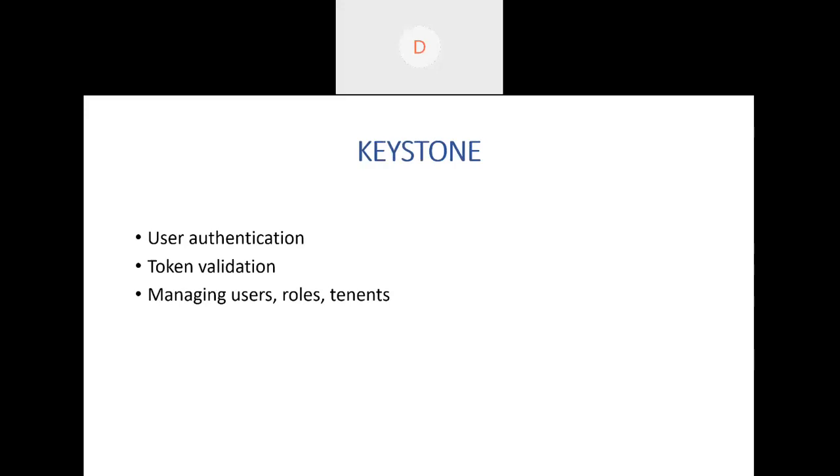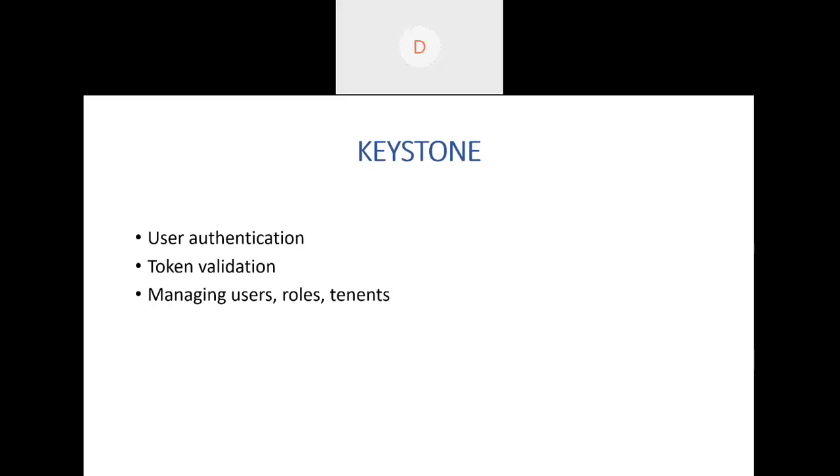Now let's go into the different components of OpenStack. Let's start with Keystone. Keystone is basically used for user authentication. As we discussed earlier, there is Horizon, which is a graphical user interface. When you are supposed to create, see or delete any resource, you first have to log in. A user gets created and you log in with a username and password.